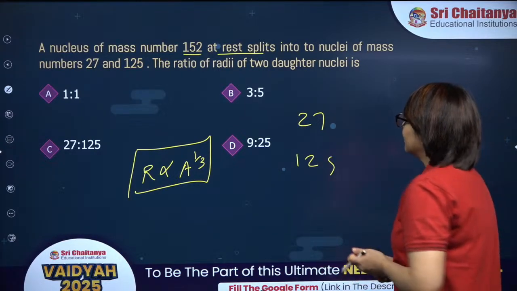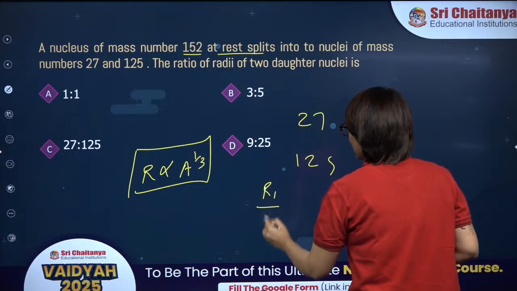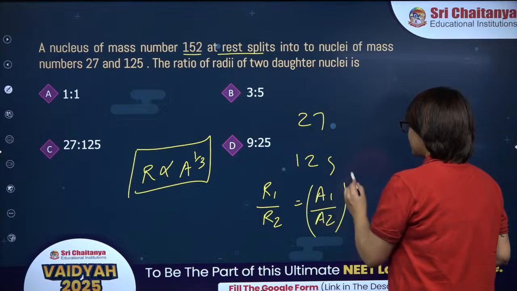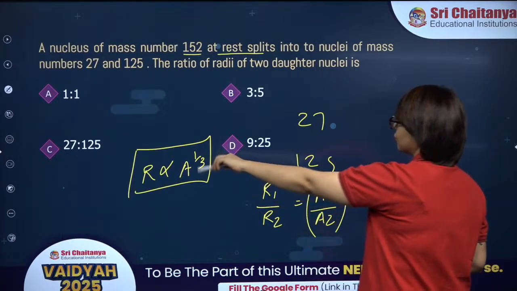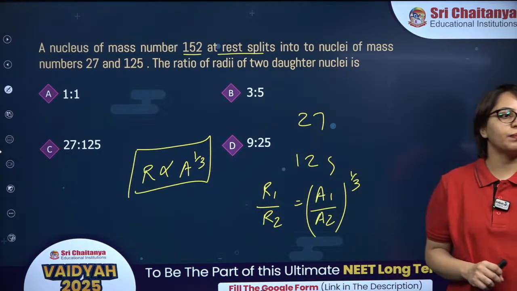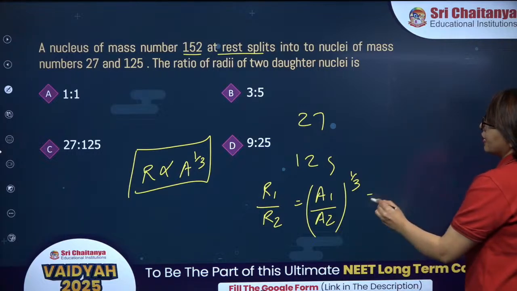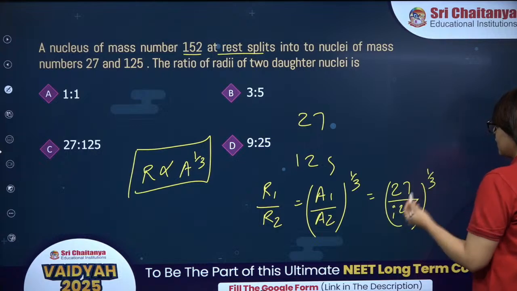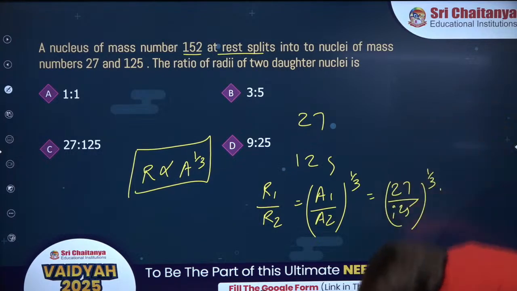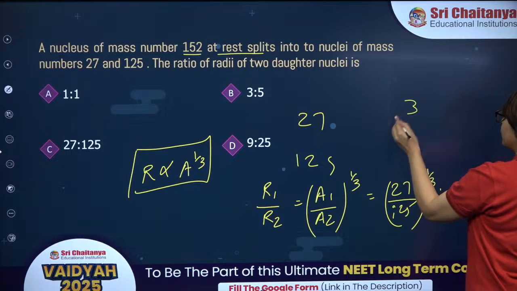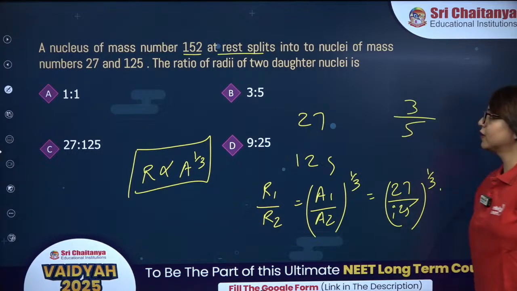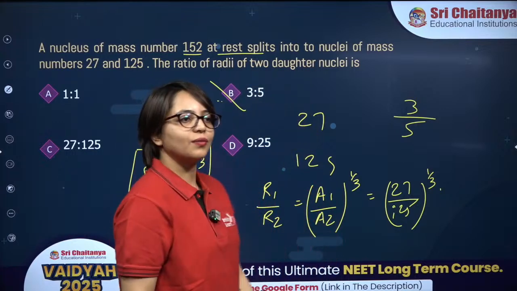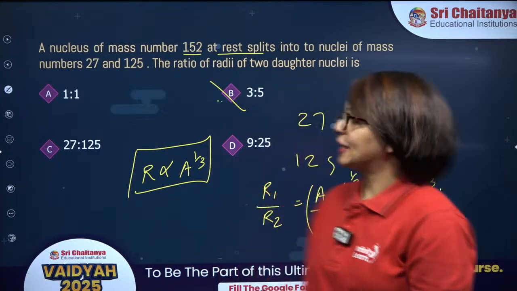Basically you can write R1 upon R2 as A1 upon A2 to the power 1 by 3, because radius is directly proportional to mass number to the power 1 by 3. A1 is 27, A2 is 125. So 27 to the power 1 by 3 is nothing but 3, and 125 to the power 1 by 3 is nothing but 5. So the ratio is 3:5, which is option B. Well done, good job everyone. Option B is the correct answer.